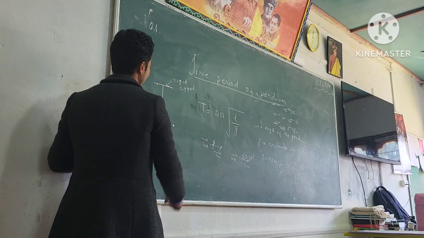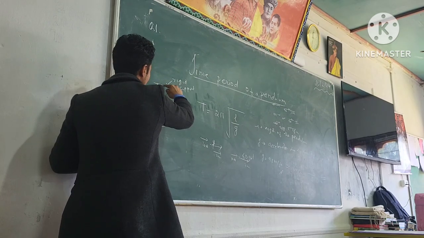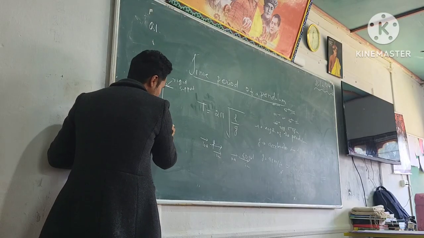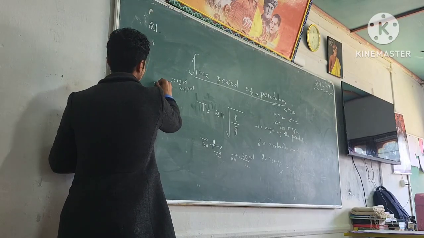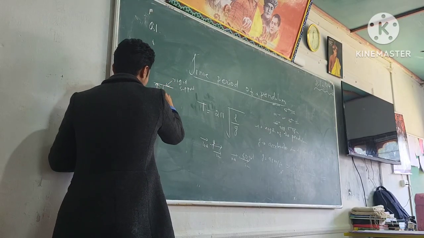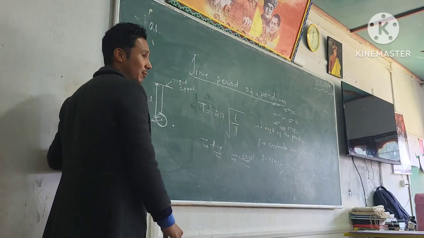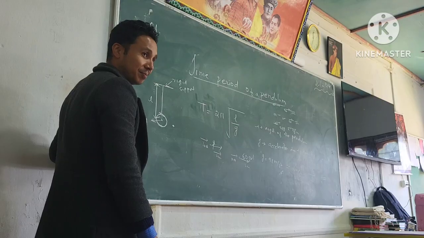So I cannot take the length from the top. I cannot take the length from the bottom. Okay? Because this is not the center of gravity point, this is not the center of gravity point. So I have to take the length from the rigid support to the center of gravity. This will give me the exact length of the bob. Is it clear? Yes, sir.